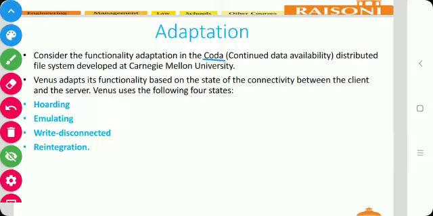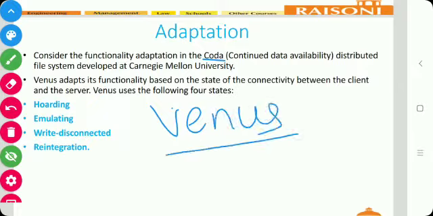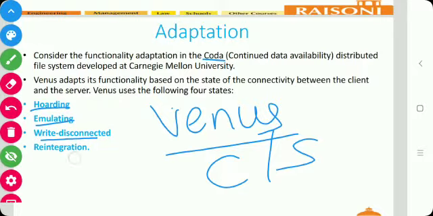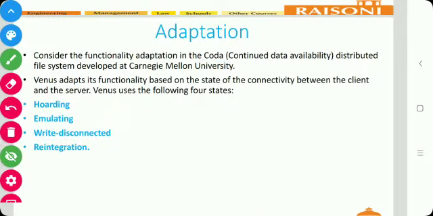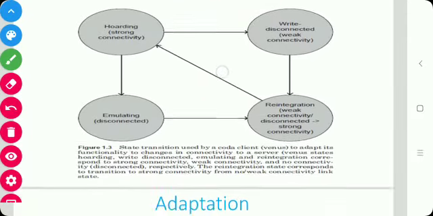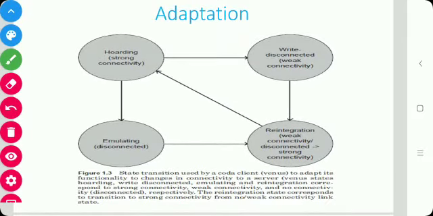Each CODA client is called Venus. Each CODA client maintains a local cache, and Venus adapts its functionality based on the state of the connectivity between the client and the server. According to that, Venus has four states: hoarding, emulating, write disconnected, and reintegration. We will see the states one by one. This is the state transition diagram of CODA.